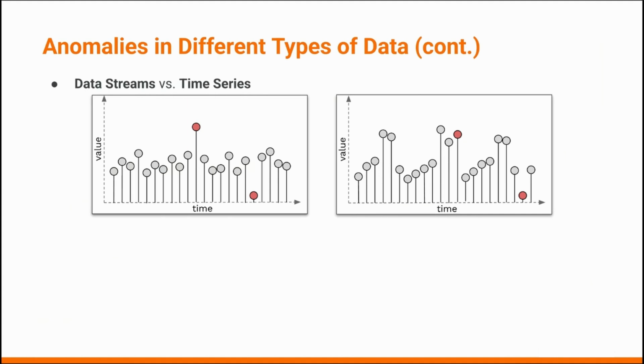Second, in time series, data points have temporal dependencies, like the daily number of New York taxi rides, which has a seasonal pattern, and the spike here could be due to a rainy day.